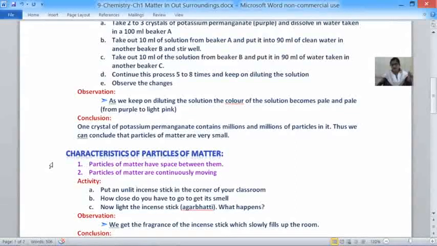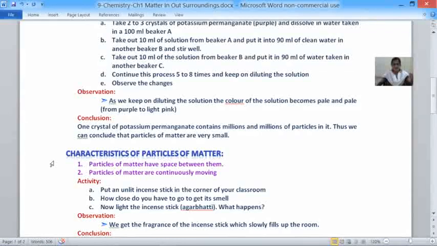Now I'm asking you a question: how close do you have to go to get the smell of that incense stick or agarbatti? Now, you know very well that you have to go very close to it, then only you will get the smell of the incense stick or agarbatti. Now, light the incense stick and then observe what happens. Once you light the incense stick, the fumes from the incense stick will mix with the air, and as a result, the smell of the incense stick reaches the student who is sitting in the other corner of the classroom. So, what is your observation?